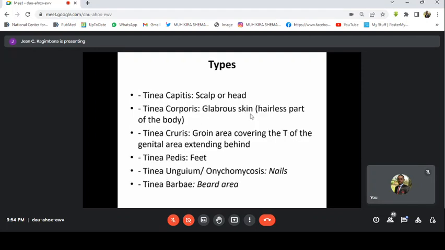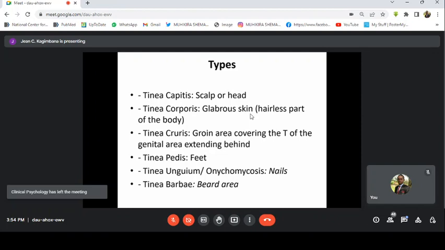Types. When we have the scalp or the head involvement, the tinea or the dermatophytic infection is known as Tinea capitis. Capitis is head in Latin. Tinea corporis on the glabrous skin, hair is part of the body. We have seen, isn't it? Tinea corporis on the hairless region.